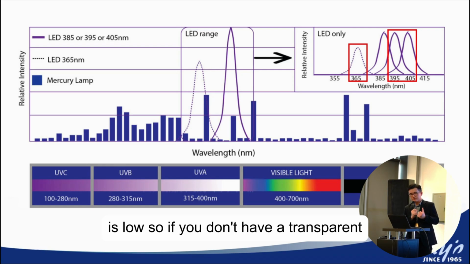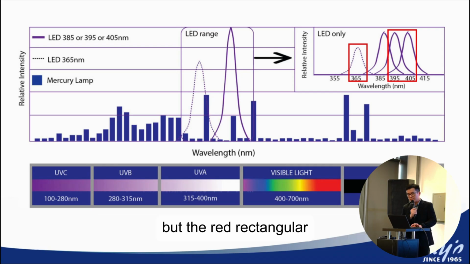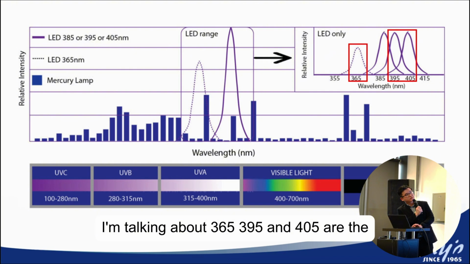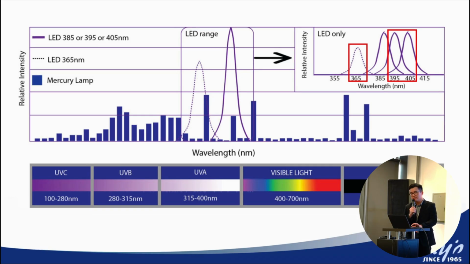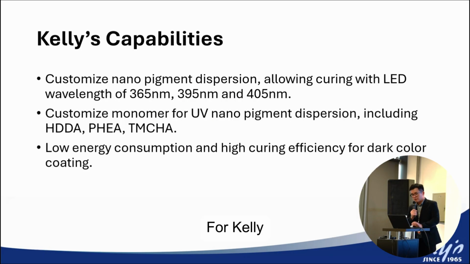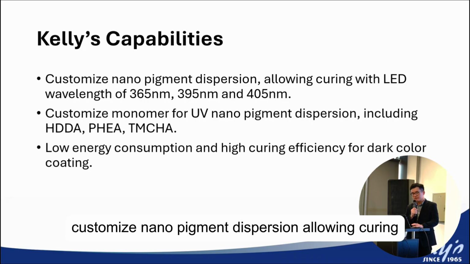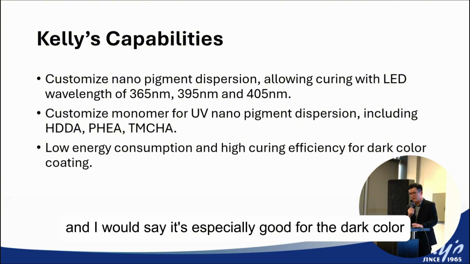So if you don't have a transparent coating layer, it's not able to do an efficient curing process. But the rectangular shape I mentioned here, for example, I'm talking about 365, 395, and 405 are the wavelengths we designed for our nanopigment dispersion for the curing process. So for Kelly, our capability is that we are able to customize nanopigment dispersion, allowing curing of LED wavelength of 365, 395, and 405. And I would say it's especially good for the dark color.